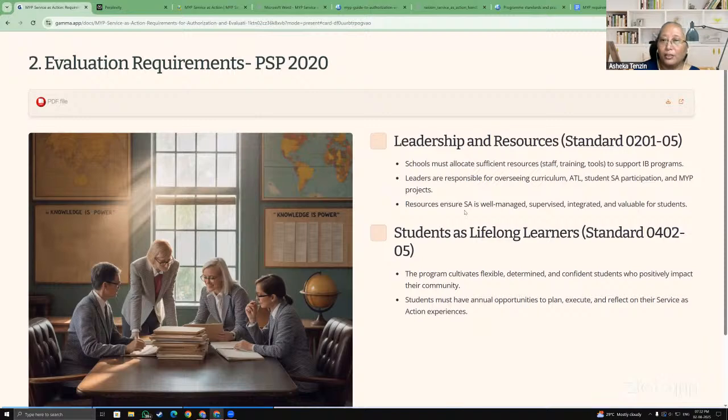Okay. Resources ensure that services action is well managed, supervised, integrated, and valuable for students. So you should have supervisors for your students. So that is what is said. The next standard is for learning. Okay, students as lifelong learners, standard 040205.